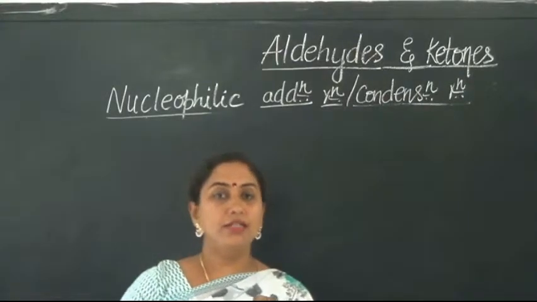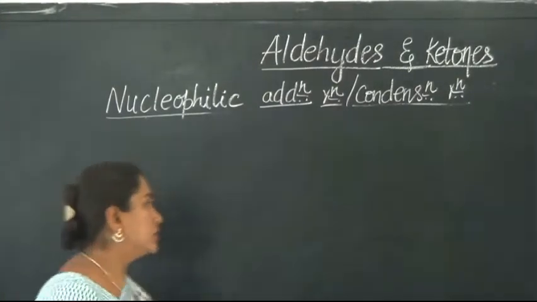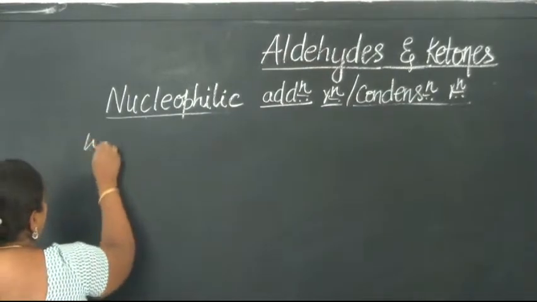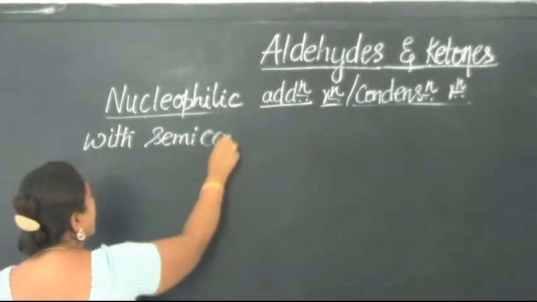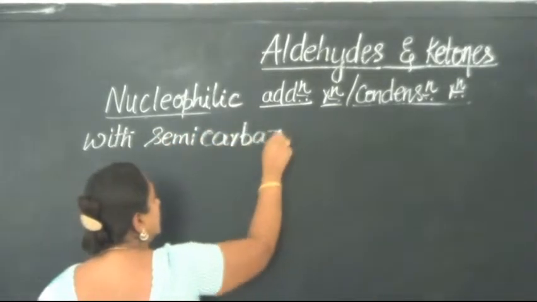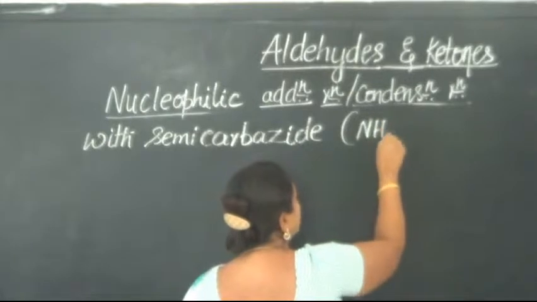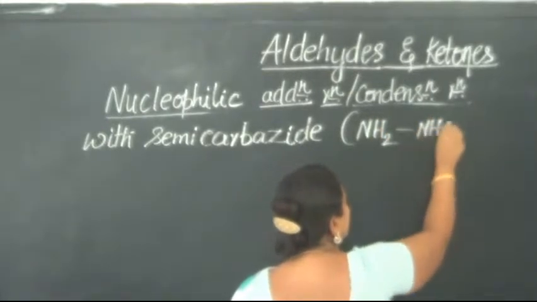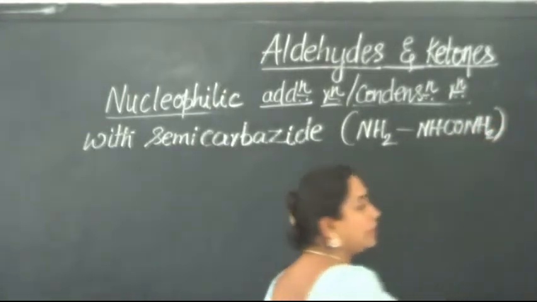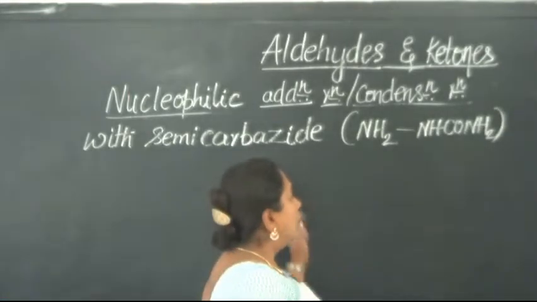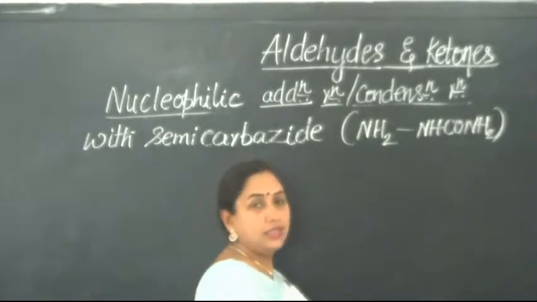In this video, let us continue to learn further nucleophilic addition reactions of aldehydes and ketones. Let us now take up the action of aldehydes and ketones with semicarbazide. The molecular formula of semicarbazide goes like this: NH2-NH-CO-NH2. This is the molecular formula of semicarbazide. Now what happens when the semicarbazide is treated with aldehydes or ketones?